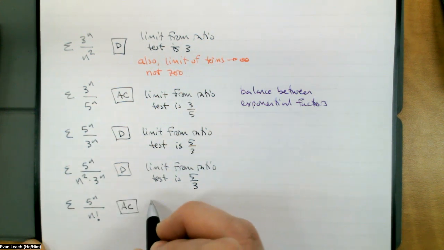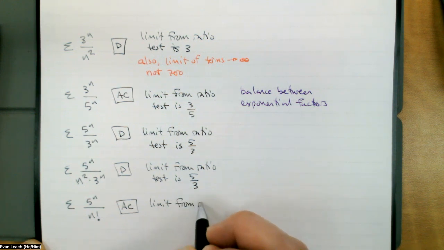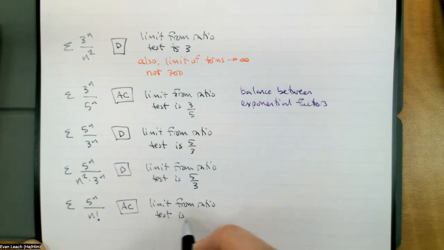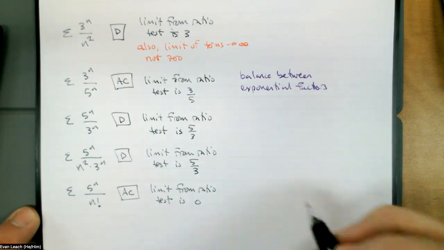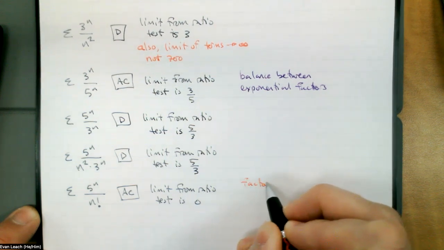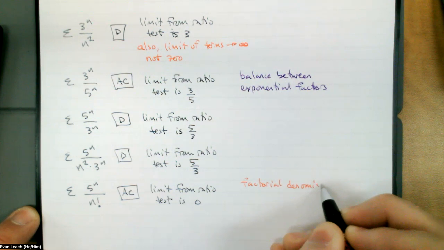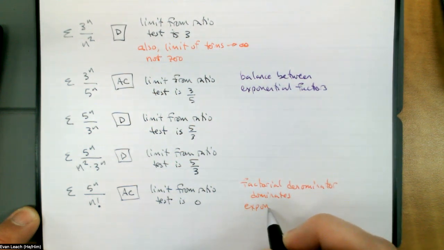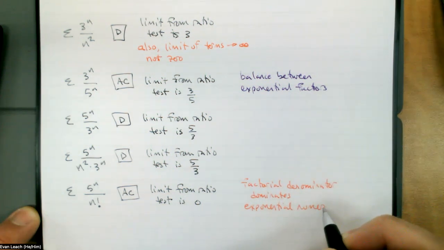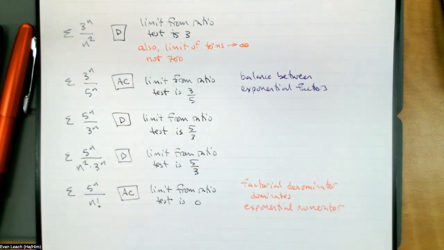So the limit from the ratio test is 0, which is less than 1. The factorial denominator dominates the exponential numerator. We know that the series converges because of the ratio test. The terms are going to 0, and they're going to 0 fast enough. They're going to 0 ridiculously fast. Factorials are very powerful.